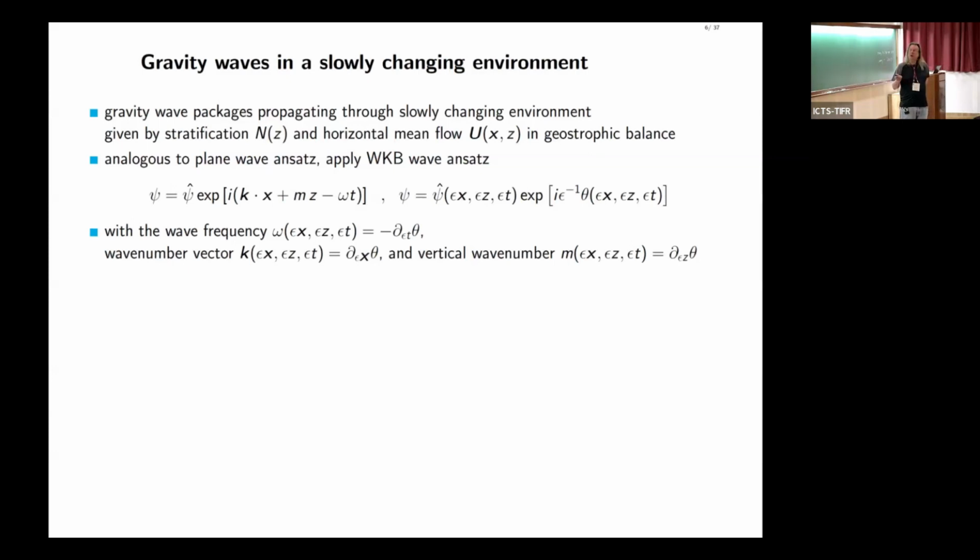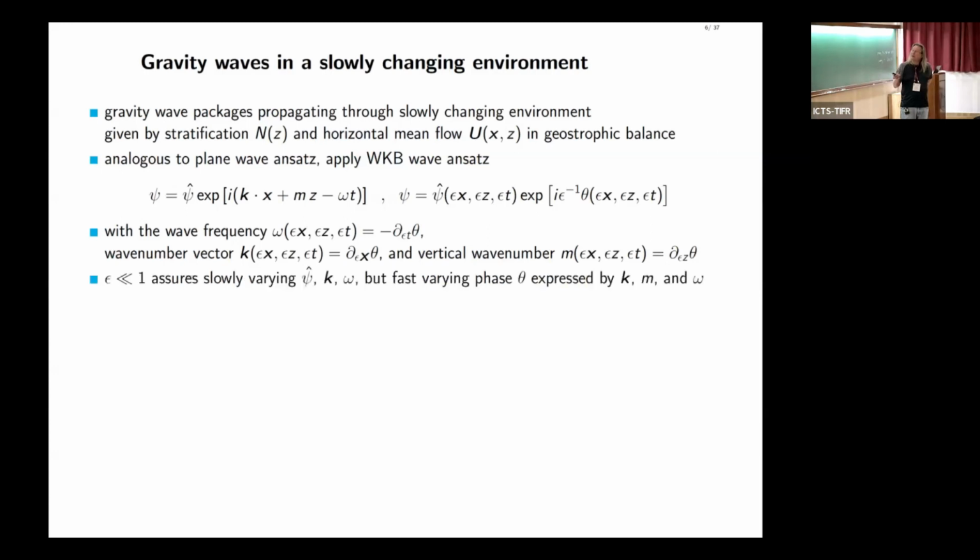Epsilon is always a small parameter, right? Which makes these variations slow. And in analogy to the plane wave ansatz, we say that the derivative of theta with respect to time is minus omega, the frequency. And the same for the wave number vector and the vertical wave number, right? And they are also now varying. Of course, in the plane wave ansatz, k, m, and omega are fixed values, but here we let them vary.